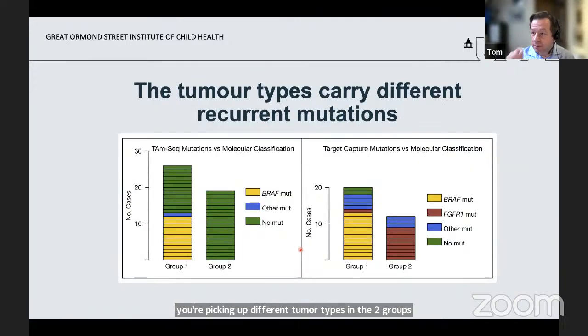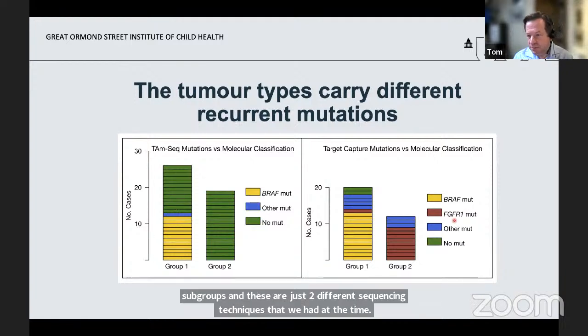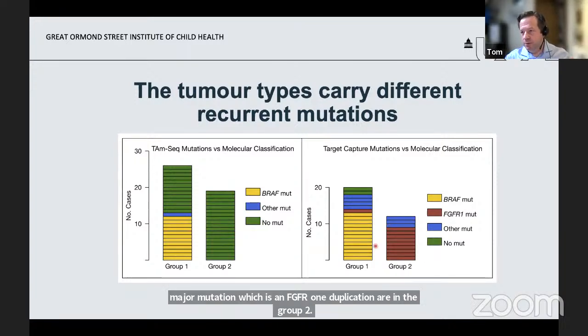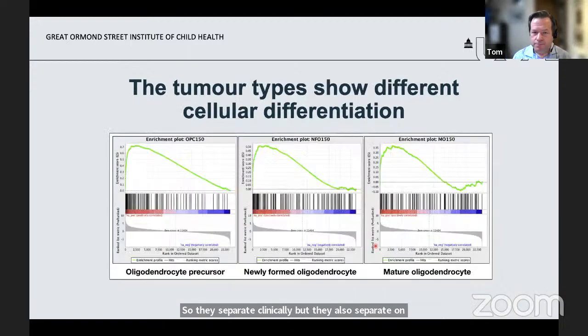If you do the same thing with the molecularly defined subgroups, and these are just two different sequencing techniques that we had at the time, all of the BRAF mutants are in group one, and the other major mutation, which is an FGFR1 duplication, are in group two. So they separate clinically, but they also separate on other molecular findings.